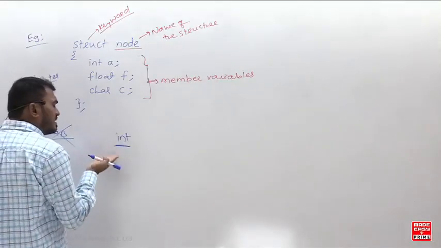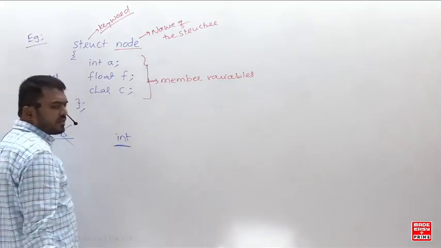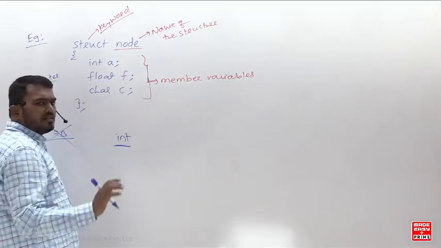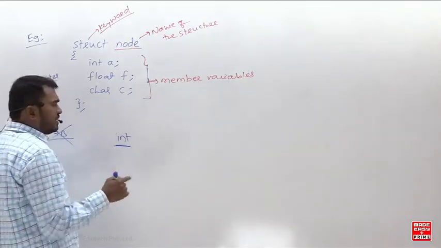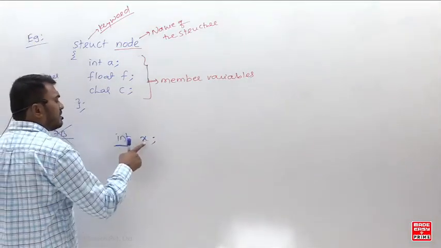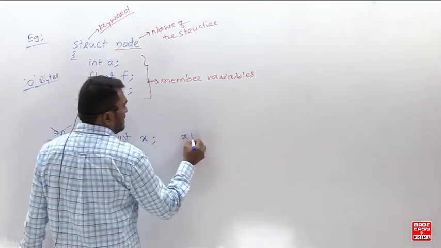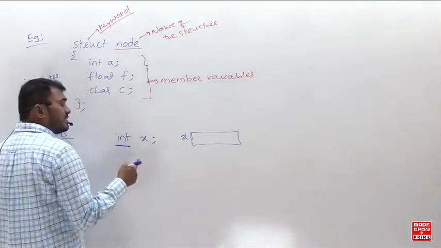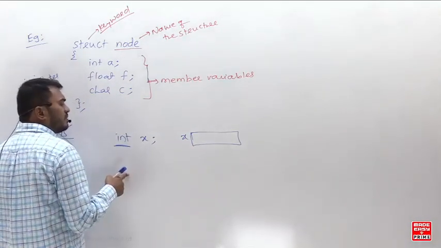Now tell me, if I write just integer, is there any memory allocated for this? If I just write integer, is memory allocated? No. If I write integer x, now memory is allocated for your variable x. Now for variable x, how much memory is allocated? 2 bytes. Who is telling the 2 bytes? Who is saying to allocate 2 bytes?